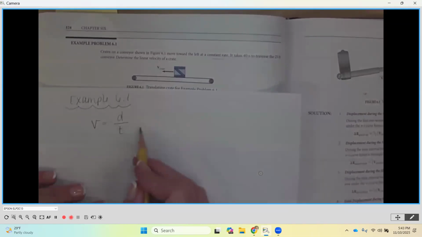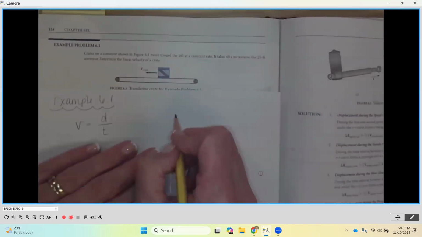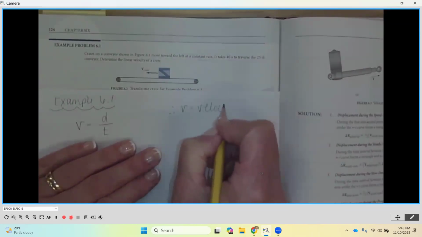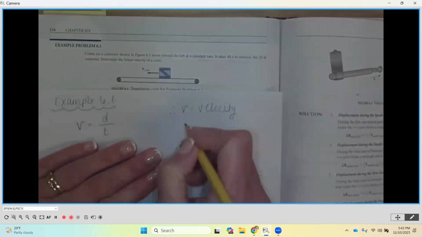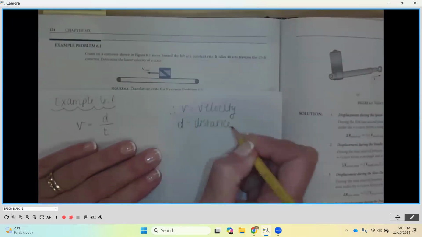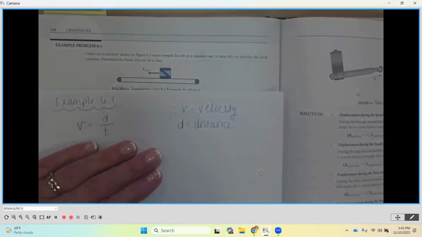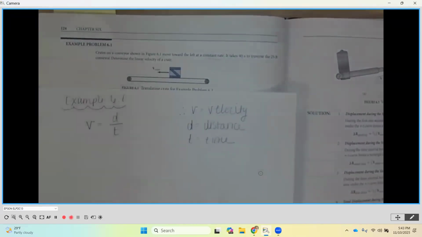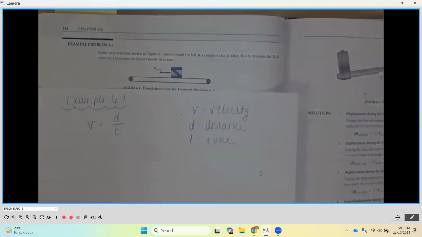Now, as we look at this, just as a review, to make sure we know what things are, v is equal to velocity. D is going to be equal to distance, how much distance we cover. And then t is going to be equal to the time that it takes to cover that distance.